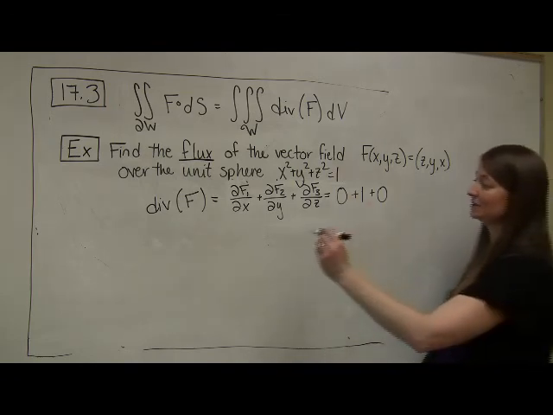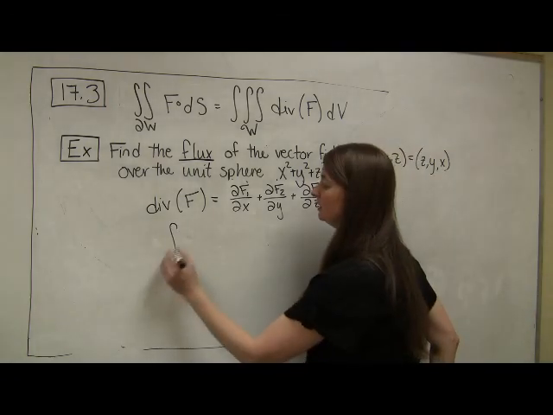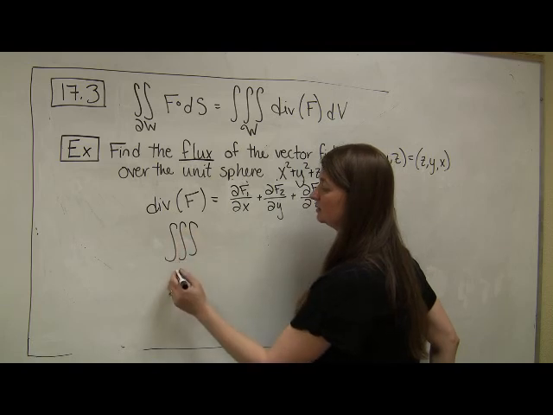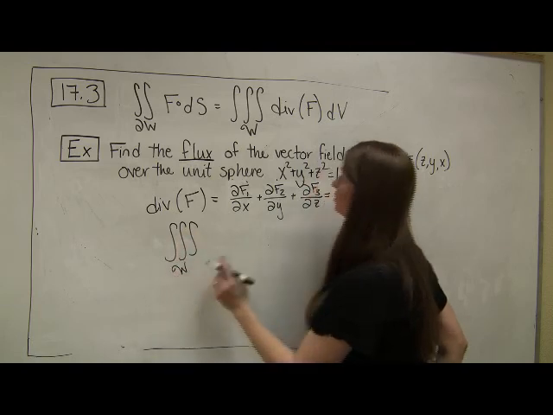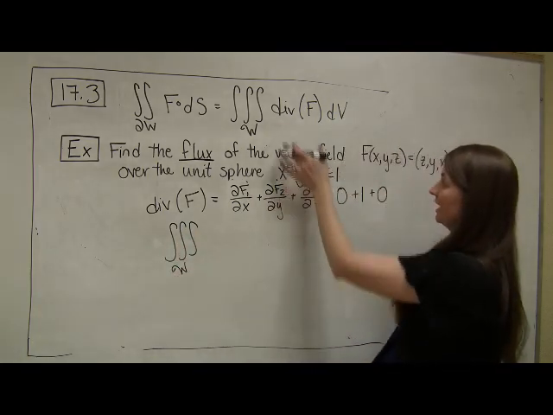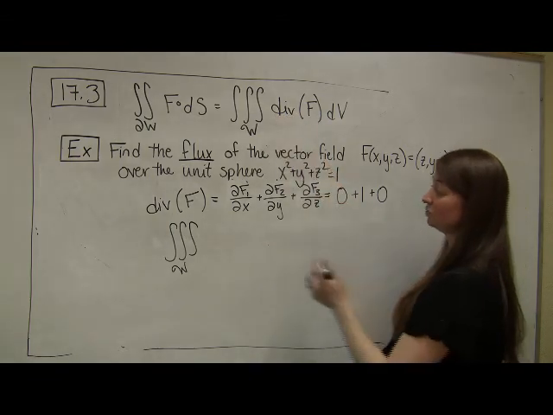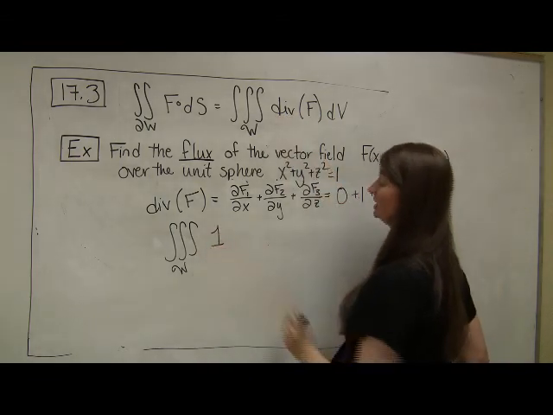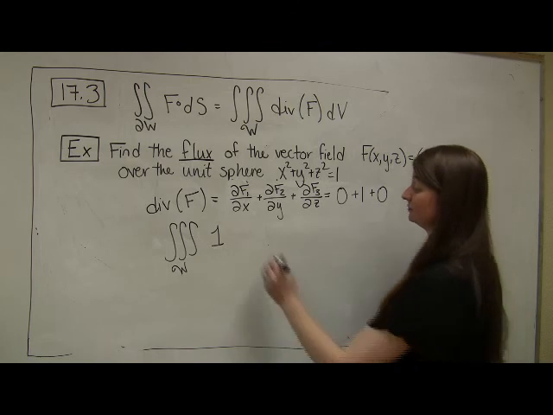When we set this up as our triple integral, now we're taking the triple integral over W, which in this case is our sphere, of the divergence of F, which in this case is really easy. It's just 1.